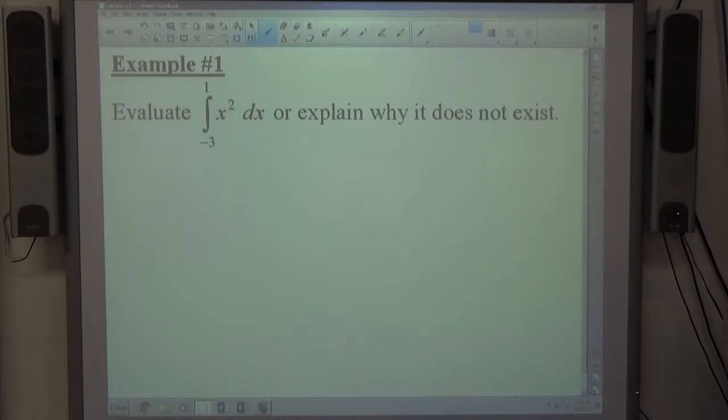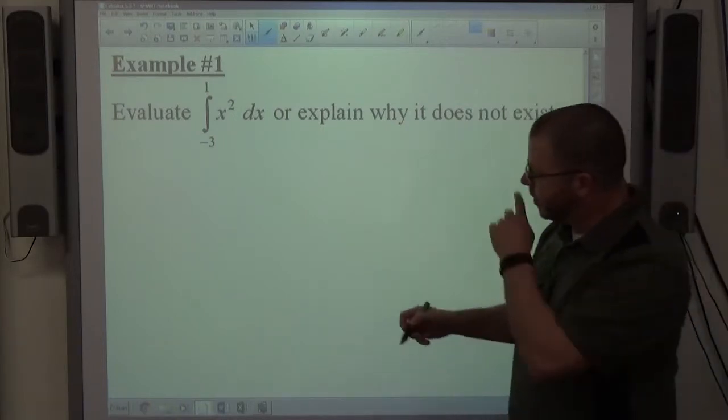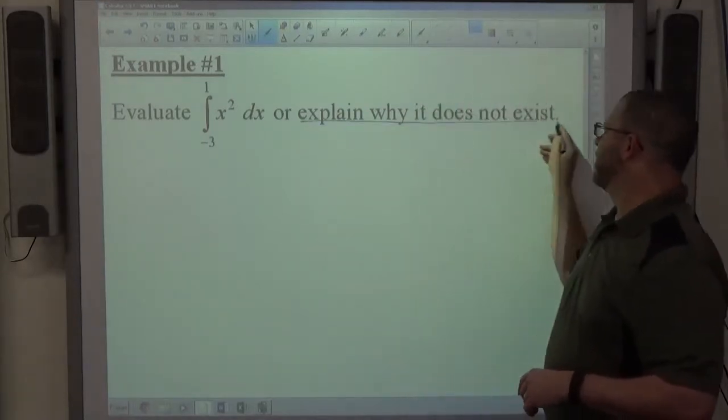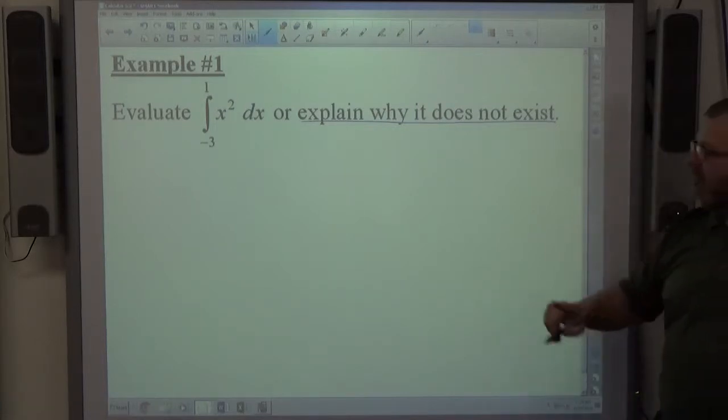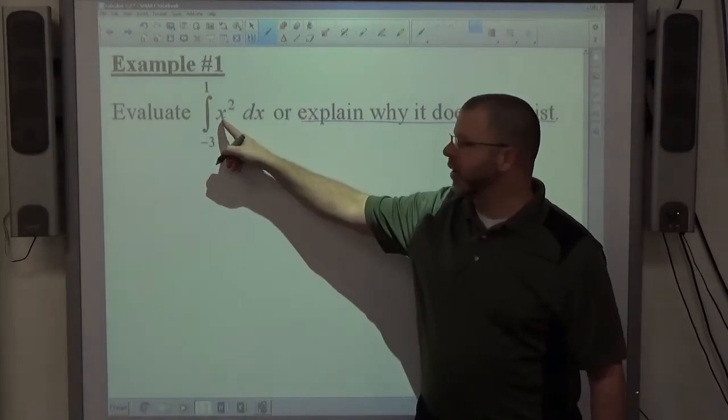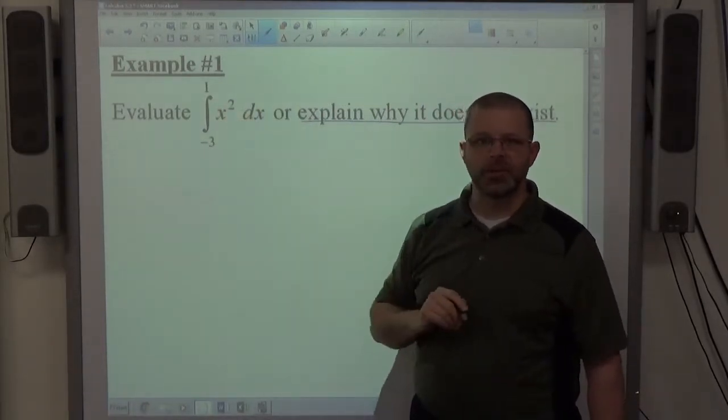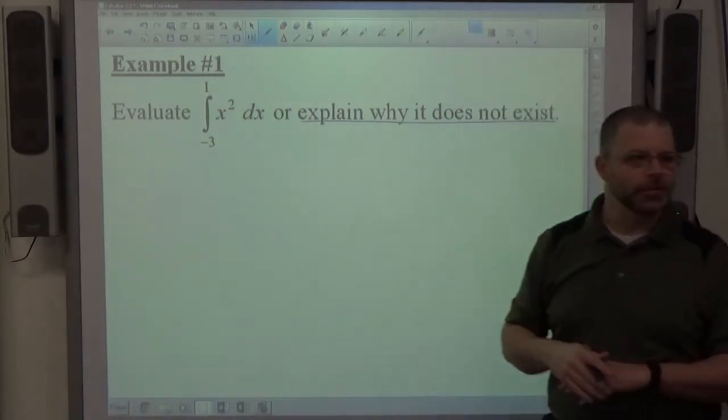So let's take a look at example 1. Evaluate from negative 3 to 1 x squared dx, or explain why it does not exist. I'm going to give this nice little disclaimer each time, and even on the test I think I do that, because sometimes it doesn't exist, and it's nice to have a little reminder that, oh yeah, I'm supposed to check that first. So, is there any value between negative 3 and 1 where x squared is undefined? No. So we have to do it.